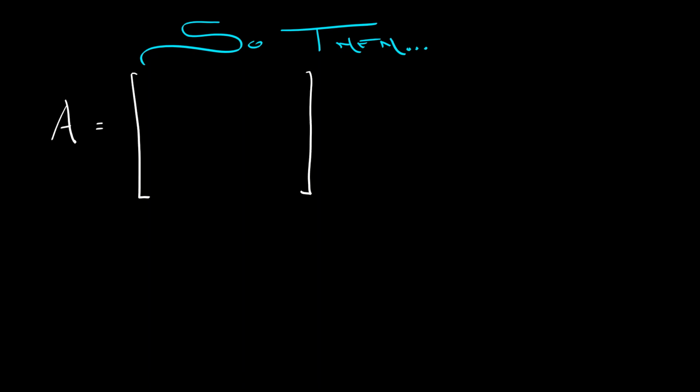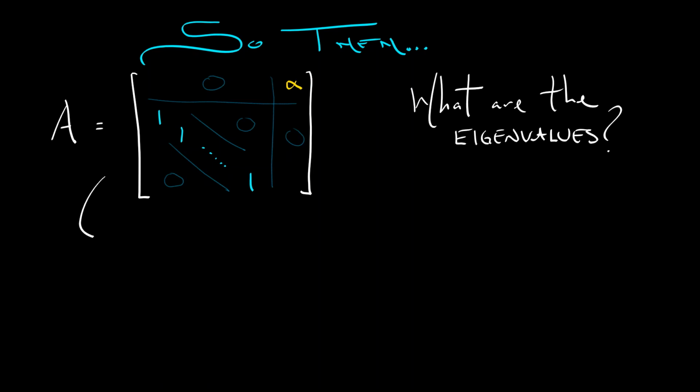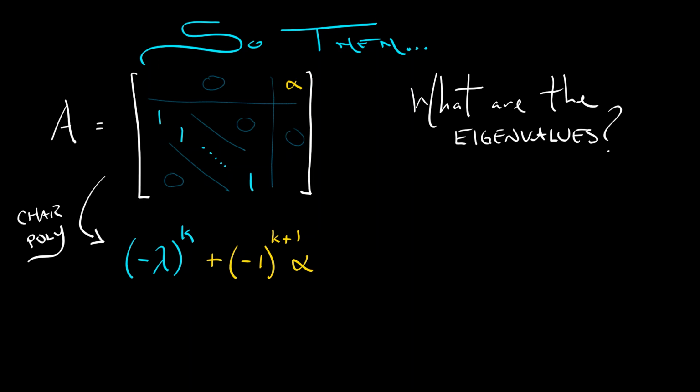So what now? Well, we've got this matrix. Let's think about what the eigenvalues of this are and how that relates to the effect of this echo machine. So, given that matrix A, it's pretty simple. We should be able to figure out the characteristic polynomial. And indeed we can. You can check that the equation you get is minus lambda to the k plus (-1)^(k+1) times alpha equals 0.